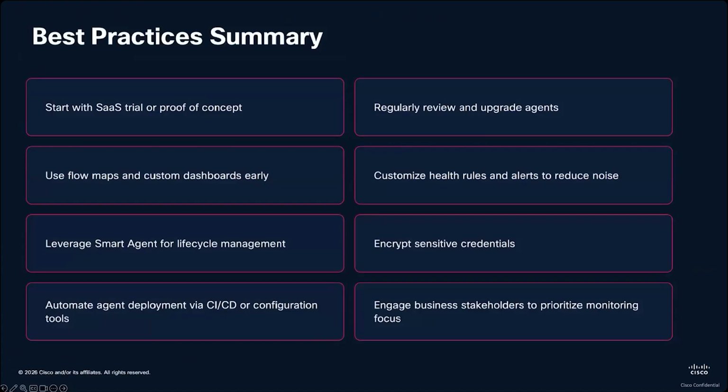Regularly review and upgrade agents, right? You want to stay in support. And if you identify a bug or a reason to upgrade, try not to end up with 20 different upgraded versions across your applications. Version control is very helpful. You want to customize your health rules and alerts to reduce noise. Generally, you can have a standard framework for alerting, but the values inside the actual health rules themselves are distinct per application.